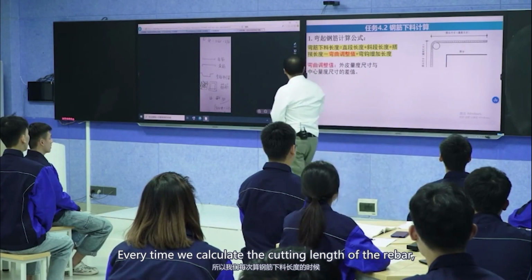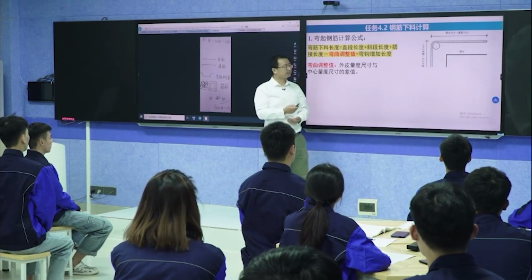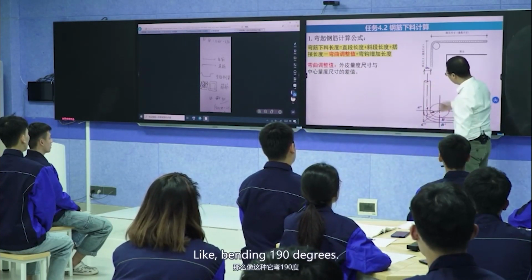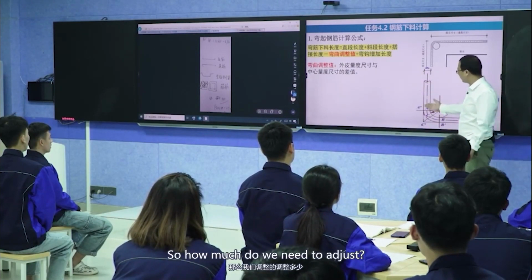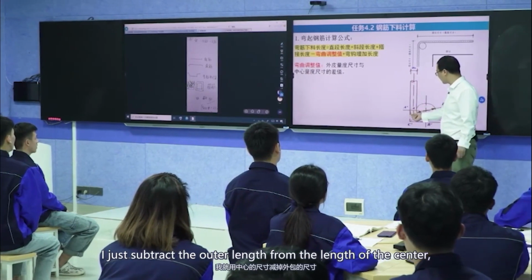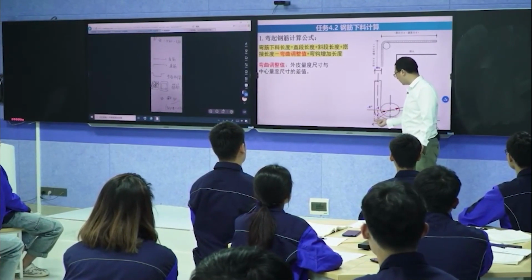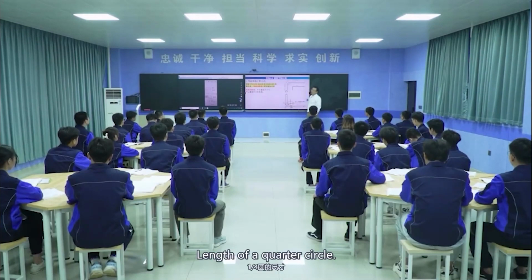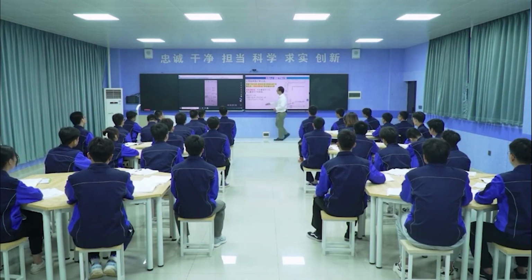Every time we calculate the cutting length of the rebar, we must subtract the bend adjustment value for the rebar. For example, for bending 90 degrees, how much do we need to adjust? I just subtract the length of the center line from the outer length and get the difference. That is the length of a quarter circle and our outer length. Here is the calculation method.